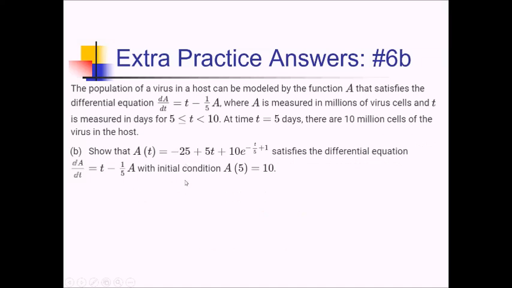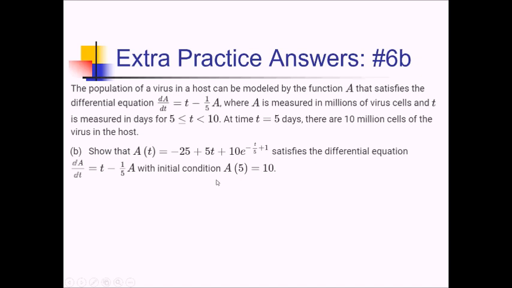For this part of the problem, they want us to show that A of t equals negative 25 plus 5t plus all that stuff satisfies this differential equation that they gave us with initial condition A of 5 equals 10. So there's two ways you could do this. One would be to actually solve this differential equation with the initial condition and show that it equals what they set up here. A faster way to do it would be to simply plug in 5 for t and see if this gives you 10 back, and also take the derivative of this thing and plug it into this equation and see if you get the same thing on both sides. So I'm going to go with the just plug it in and check approach.